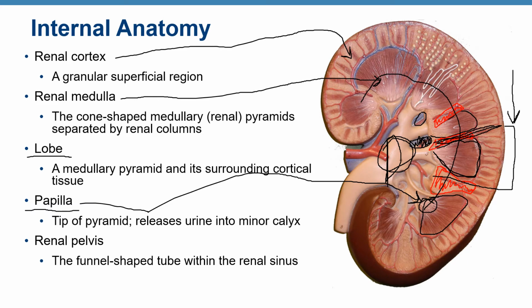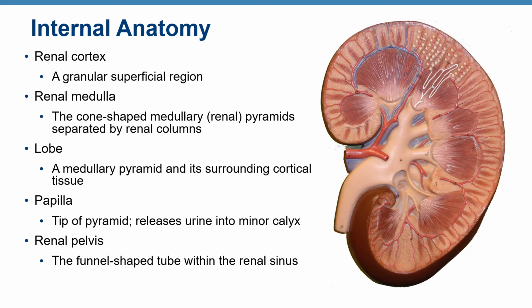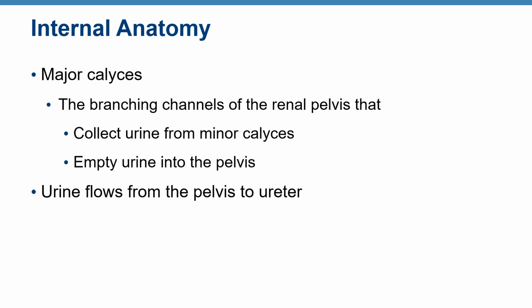Okay, let me see if I can clean up all this mess. Erase all ink. Okay, so good. If you look at the renal sinus, you will find calyces, major calyces and minor calyces. Calyces are branching channels of the renal pelvis that collect urine from minor calyces and empty urine into the pelvis. So urine flows from the pelvis to the ureter.